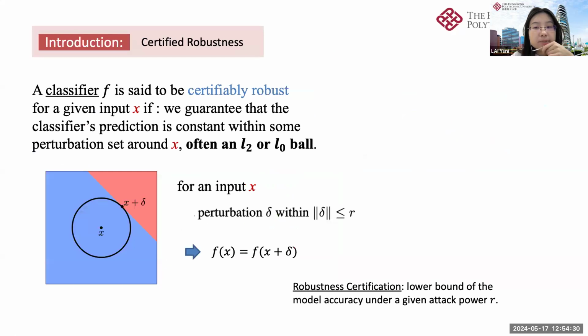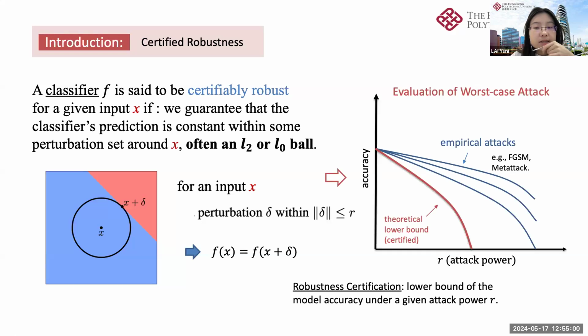To defend against potential adversarial attacks, researchers are dedicated to developing certified robustness. A classifier F is said to be certifiably robust for a given input if we guarantee that the classifier's prediction is unchanged within some perturbation set around the input. It is often an L2 norm or L0 norm.